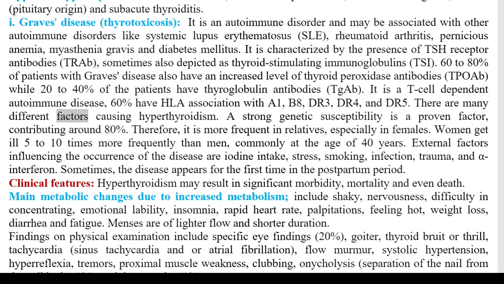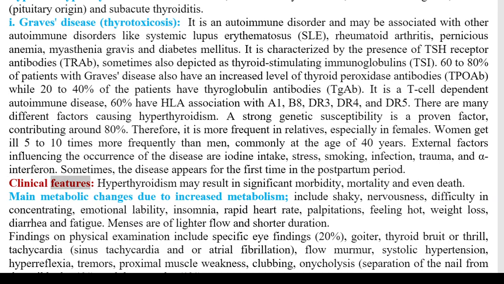There are many different factors causing hyperthyroidism. A strong genetic susceptibility is a proven factor, contributing around 80%. Therefore, it is more frequent in relatives, especially in females. Women get ill 5 to 10 times more frequently than men, commonly at the age of 40 years. External factors influencing the occurrence of the disease are iodine intake, stress, smoking, infection, trauma, and alpha interferon. Sometimes, the disease appears for the first time in the postpartum period.